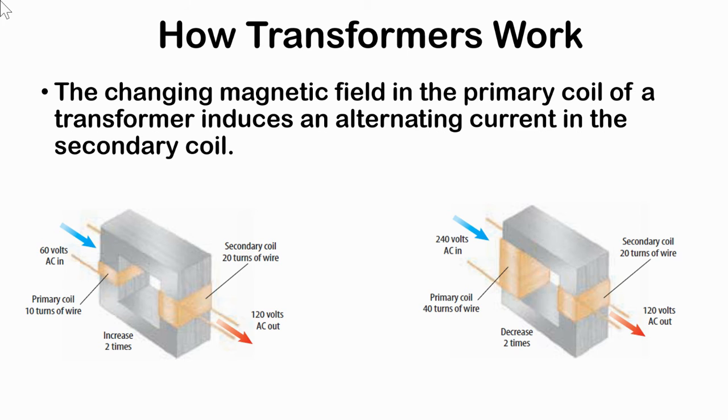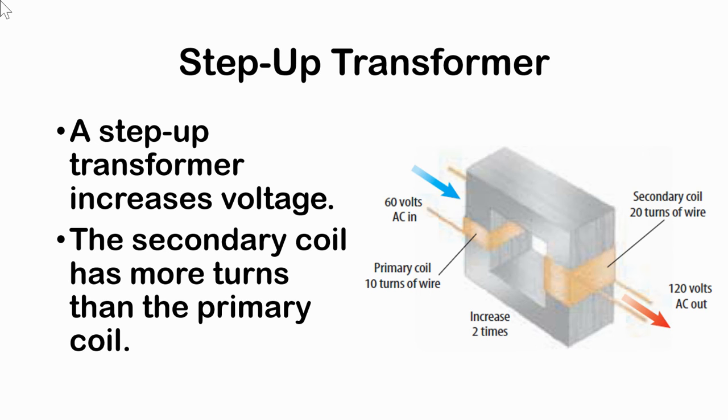Okay, so let's talk about it a little bit more specific. The changing magnetic field in the primary coil, that's the first one, of a transformer induces an alternating current in the secondary coil. And we're going to talk about each of these two different coils next. Okay, what's a step up and a step down transformer? A step up transformer, you would think it's increasing, right? Because you're stepping up. So a step up transformer increases voltage. The secondary coil has more turns than the primary coil.